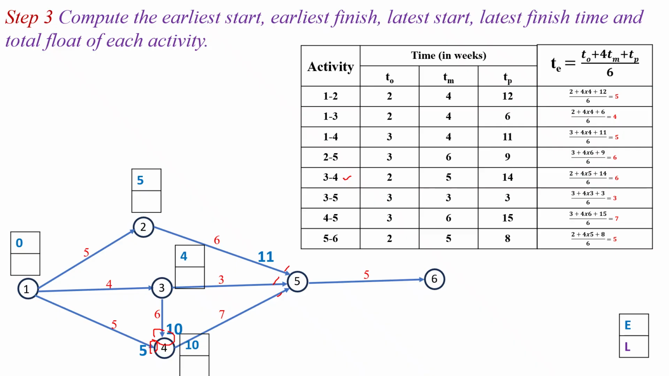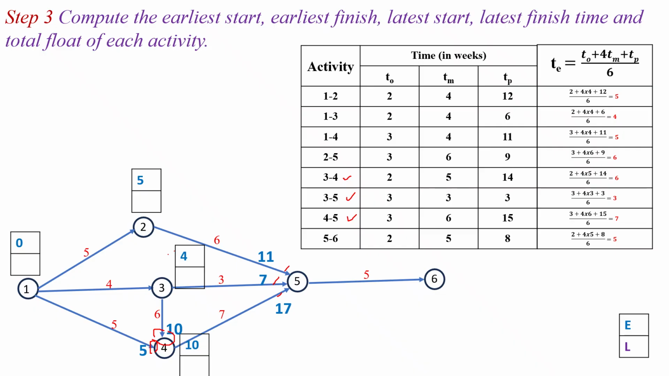So next is the activity 3 to 5. So for the activity 3 to 5, earliest start time is the 4 at event 3 and earliest finish time will become the 4 plus 3, which is equal to the 7. Next for the activity 4 to 5. For activity 4 to 5, earliest start time is the 10 at event 4 and finish time will become the 10 plus 7, which is equal to the 17.